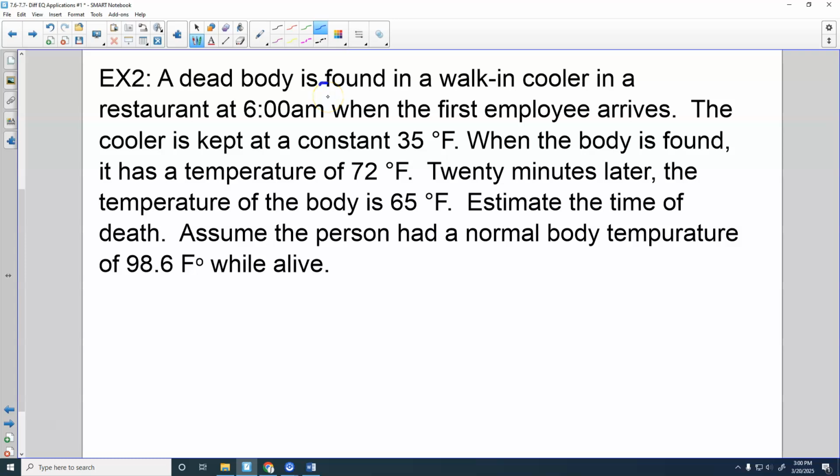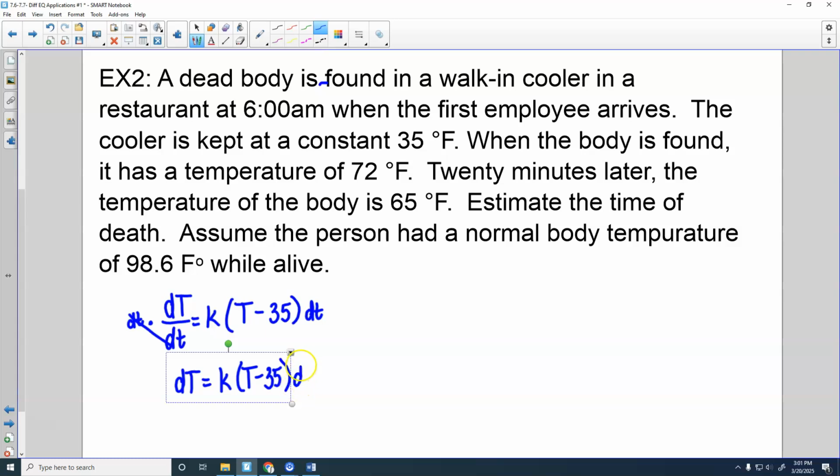So, if we look at Newton's law of cooling, then we got dT over dt equals k times T minus, we know an ambient temperature here. What is our ambient temperature? 35. And it's not changing, so we can plug this in before we do our solving. So, if I want to separate variables here, I'm going to multiply by dt. And I got dT equals k times T minus 35 dt.